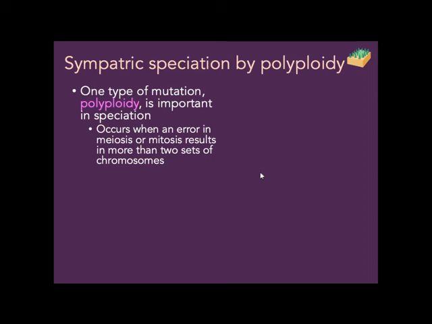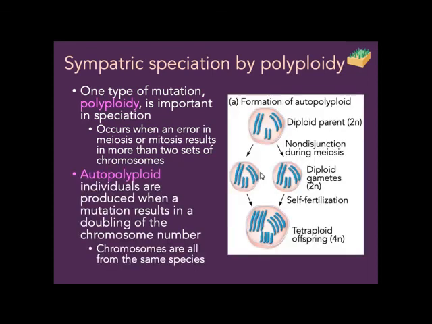And this can happen when you have an error in meiosis or mitosis that gives you more than 2 sets of chromosomes. You're supposed to only have 2, right? One from your mom, one from your dad. Polyploidy means you have 3 or more sets of chromosomes. So you can get polyploidy happening in a couple different ways. One is autopolyploidy. So if you're an autopolyploid individual, what's auto mean? It means self.